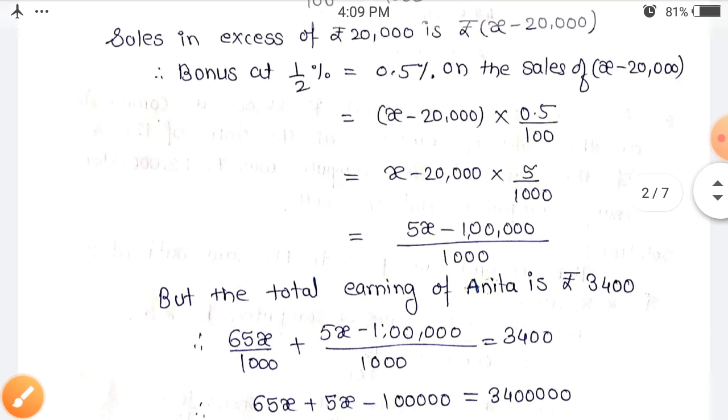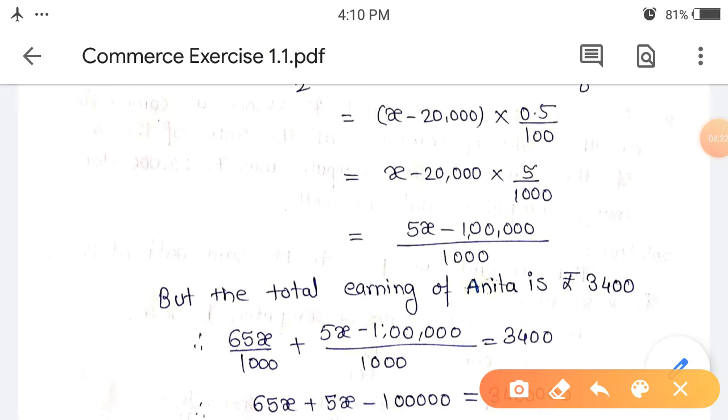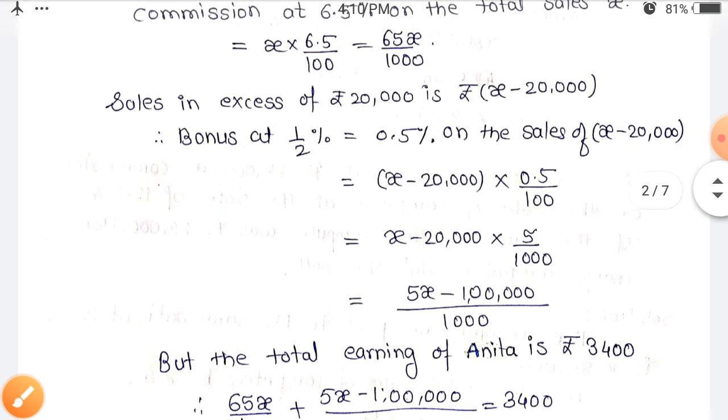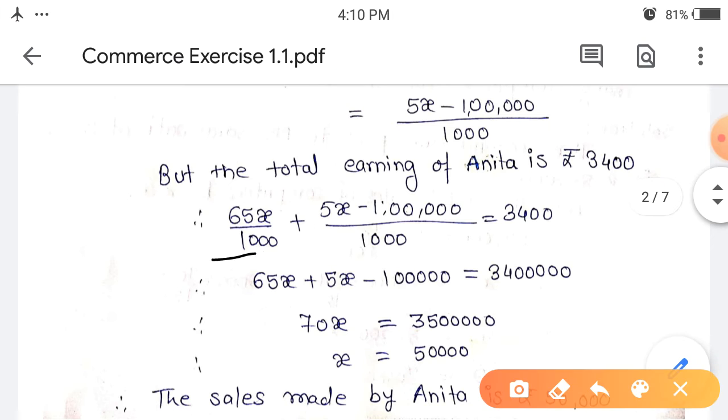But what is given to us? The total earning of Anita is rupees 3,400. If we multiply the terms, we'll get what is given. The total earning of Anita is 3,400, isn't it? So if we add the commission and bonus value, we'll get 3,400. So add them: commission plus extra bonus equals the total value she will get, 3,400.